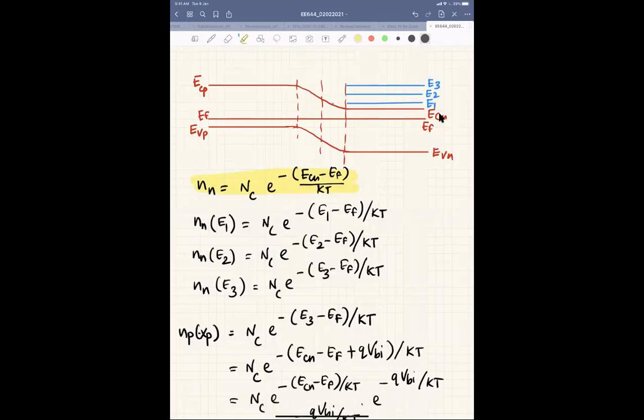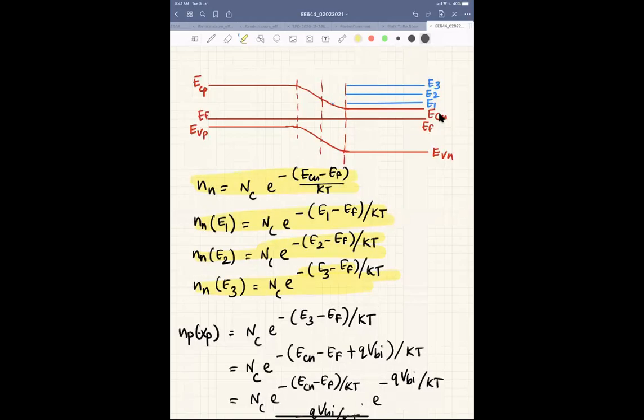So the electrons in the n side, let's say this is n, electrons in the n side. As I told you, they can mostly be found at the bottom of the conduction band, and I could also write nn equal to Nc times e to the minus (Ecn minus Ef) by kT, right? Similarly, you could write the probability of finding the electrons at E1, because E1 is at an energy level which is higher than Ecn. So I just replace Ecn by E1. Similarly, at E2, I could replace Ecn by E2, and at E3, I could replace Ecn by E3, right?